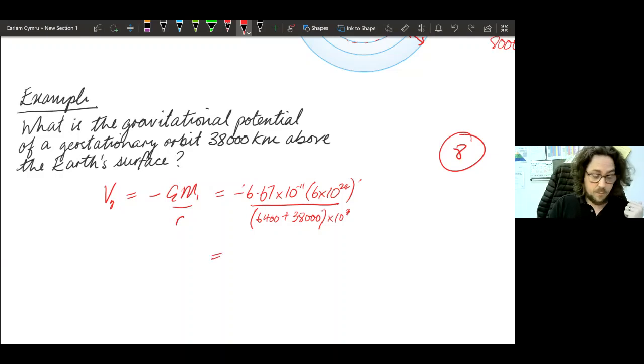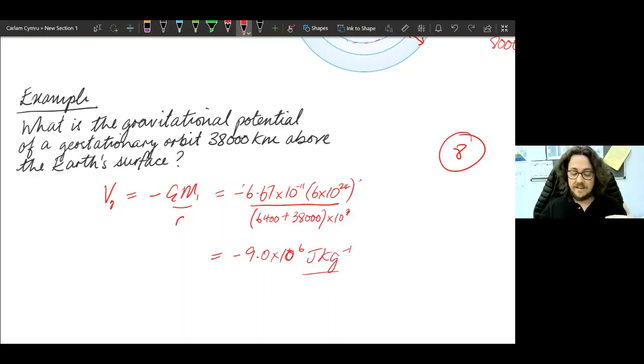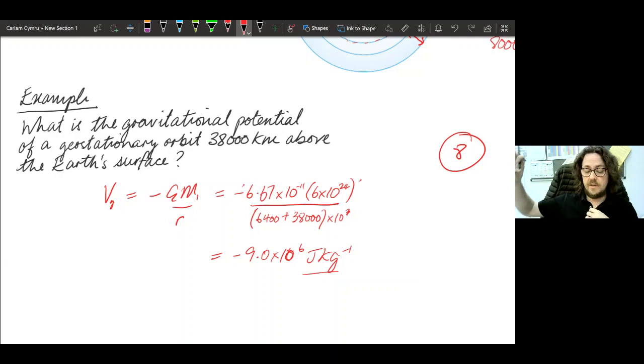If you do all that, you end up with minus 9.0 times 10 to the 6. I do apologize, that's supposed to be a 10 to the 6 joules per kilogram. Again, look at that unit. So it's 9 million joules of energy for every kilogram of mass. So that is the gravitational potential of a geostationary orbit. And geostationary orbits, they're very far out there, so it takes a lot of energy to put a satellite that far away.